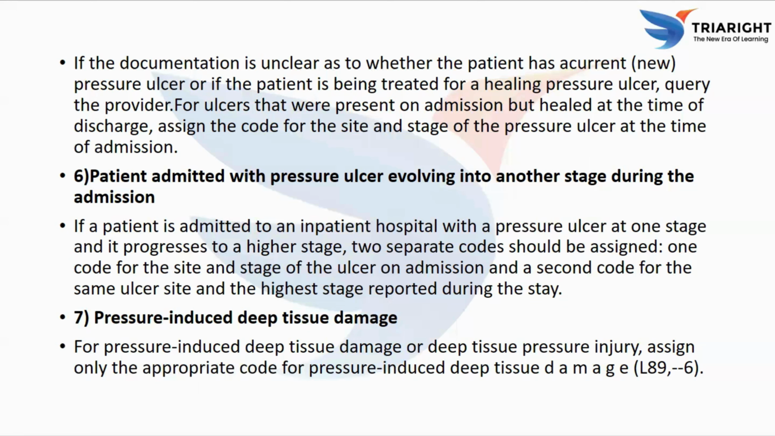Next, what is the coding guideline for pressure-induced deep tissue damage? Deep tissue injuries involve persistent deep red, maroon or purple discoloration. This is damage to the underlying tissue without open skin loss. So what is the coding guideline? You have to assign only the deep tissue injury code, L89.6. You should not assign additional stage codes such as stage 1 or unstageable whenever a deep tissue injury is documented. You have to only code the L89.6 code. So these are all the guidelines for pressure chronic ulcers.